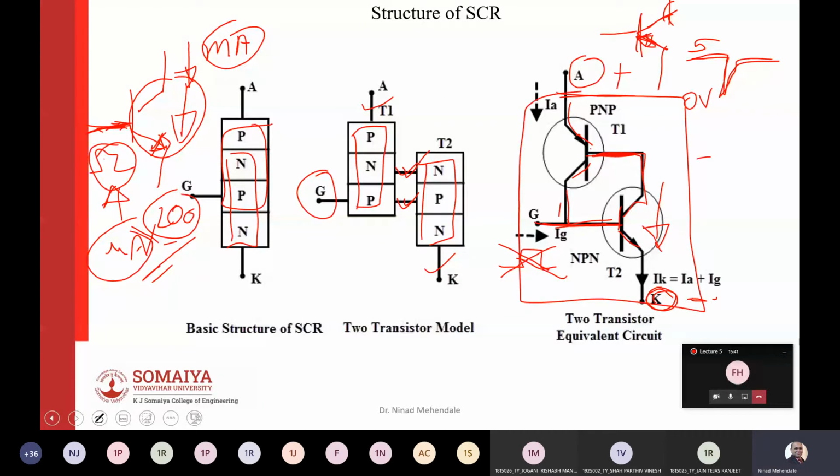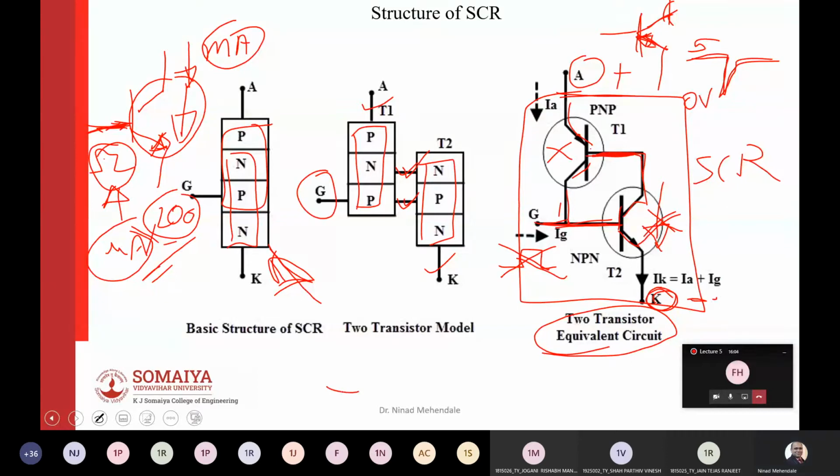So this becomes your SCR. Now physically they are not made like this. This is just a two transistor analogy, but physically they are made like this. And by just applying a gate pulse, it latches itself into on mode until and unless one of the transistors comes to a halt, which we call commutating the SCR.